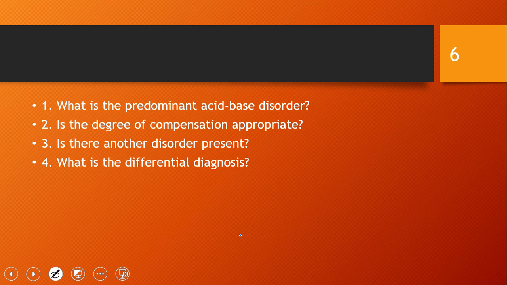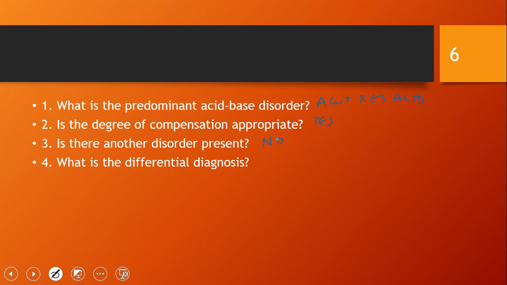So what is the prominent acid-base disorder? It was acute respiratory acidosis. Is the degree of compensation appropriate? We never even calculated that. Probably because it was metabolic or whatever, but I don't know. I guess there was no real anion gap, so yes. I don't really know. Is there another disorder present? Not that I could see. What is the differential diagnosis?